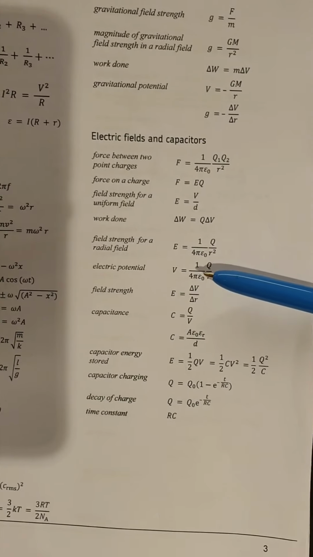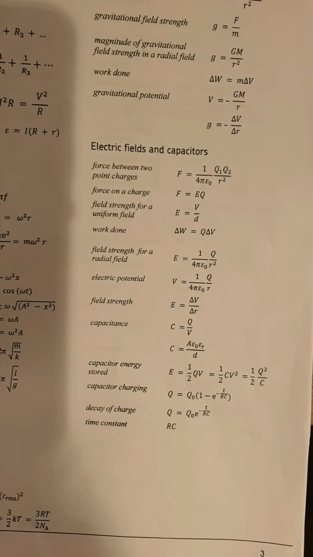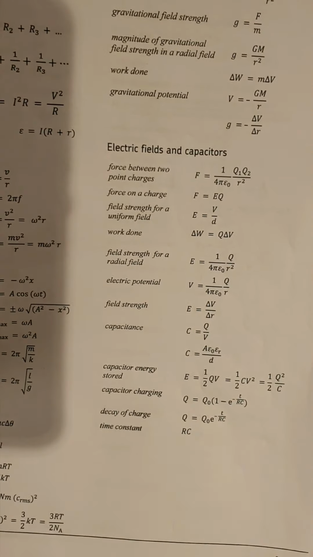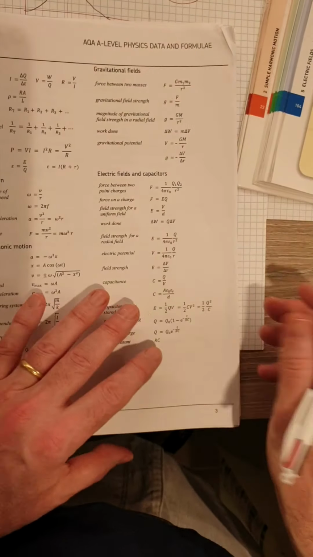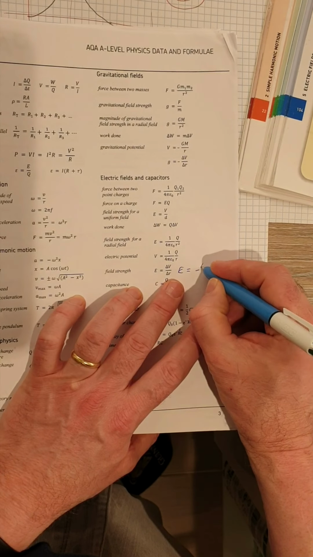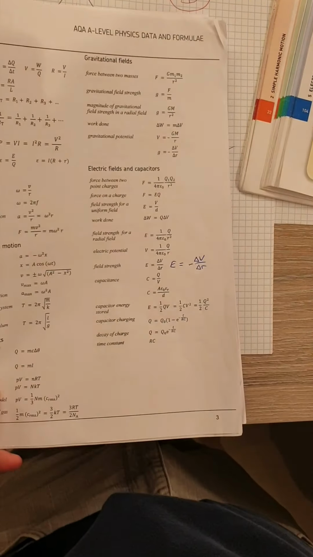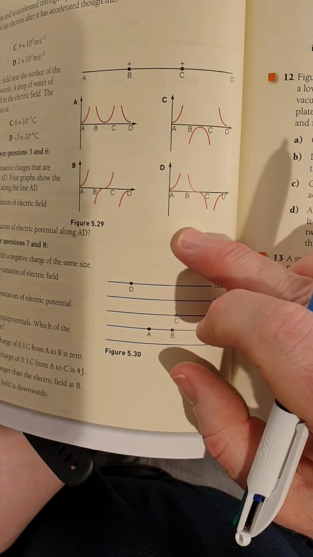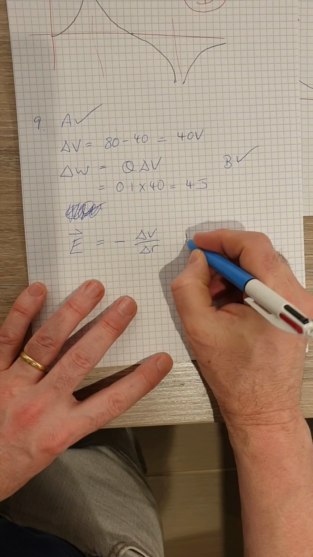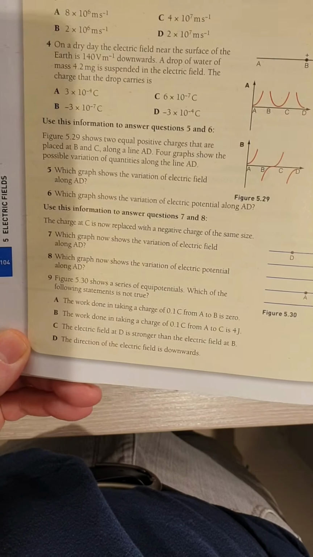So I'm going to move on to the D option, which is the direction of the electric field is downwards. And in the equation sheet, it gives you the field strength is equal to the gradient of the potential, but we have to remember the direction. Okay, so in fact, the electric field strength is equal to minus the gradient of the potential. So as the potential is increasing in this direction, it means that the electric field strength is downwards. So D is correct.